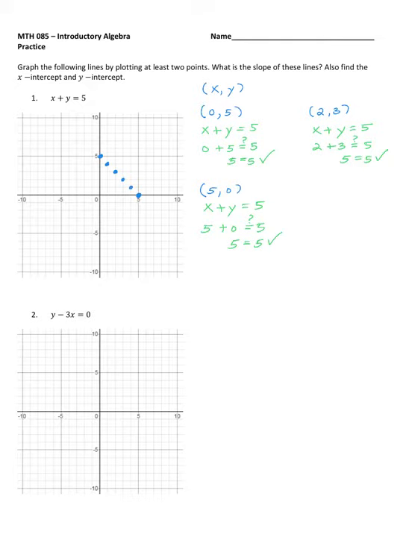I'm going to draw the line going between these points. So I get something that looks like this. So we're just trying to get a decent sketch of this graph. Okay, the other thing I'm asking for is the slope as well as the x and y intercept.